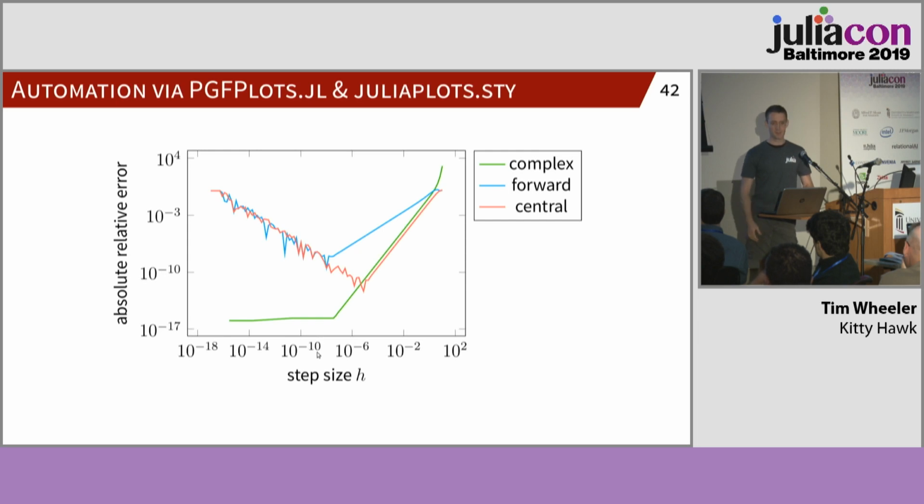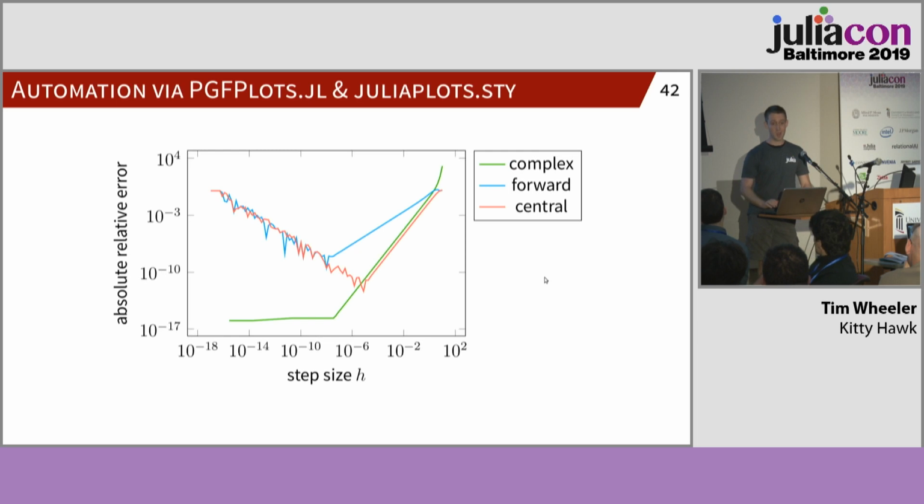That gives me this. I certainly would not want to have to type this up by hand. And on top of that, this isn't just running, this is running the algorithms for like complex forward and central derivatives that I have defined elsewhere in my Julia code. And so if I change those, this plot will also change. So it's all tied together.